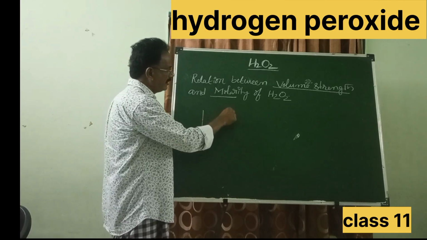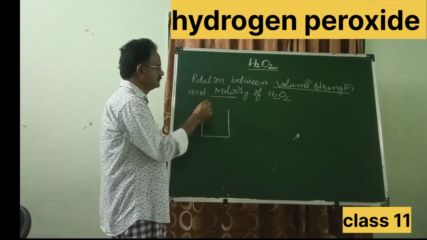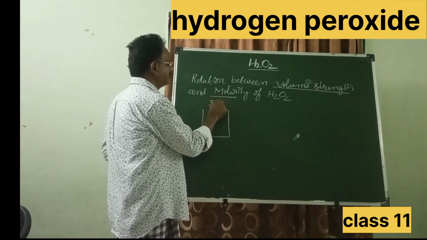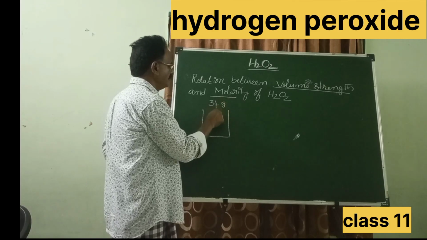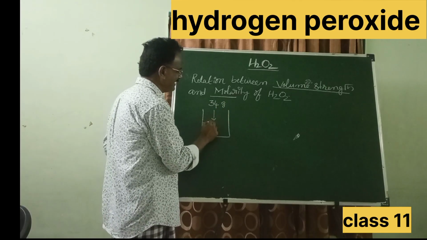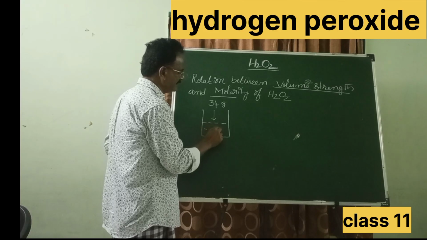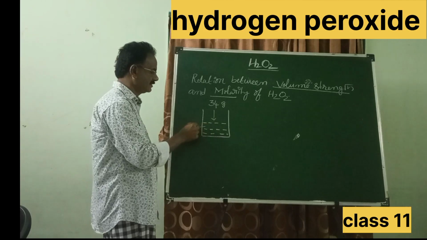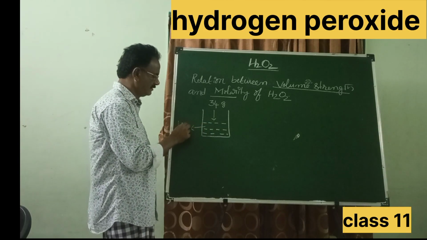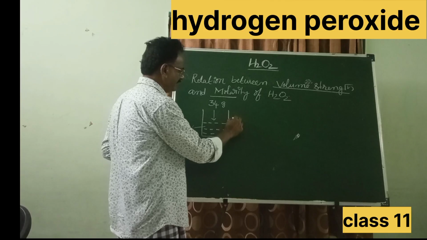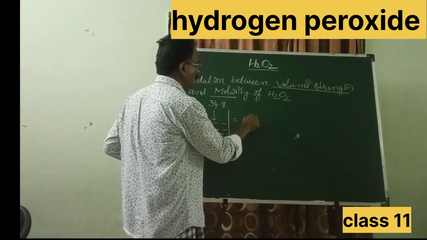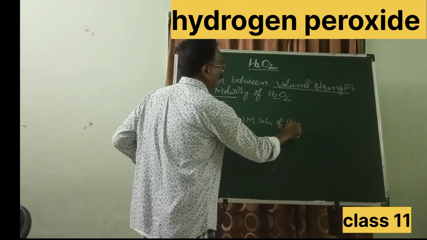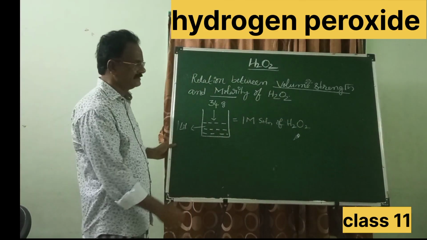if 1 mole H2O2, that means 34 grams of H2O2, is dissolved in 1 liter of solvent, usually water, 1 liter water, okay. This is said to be a 1 M solution of H2O2. Is it clear?